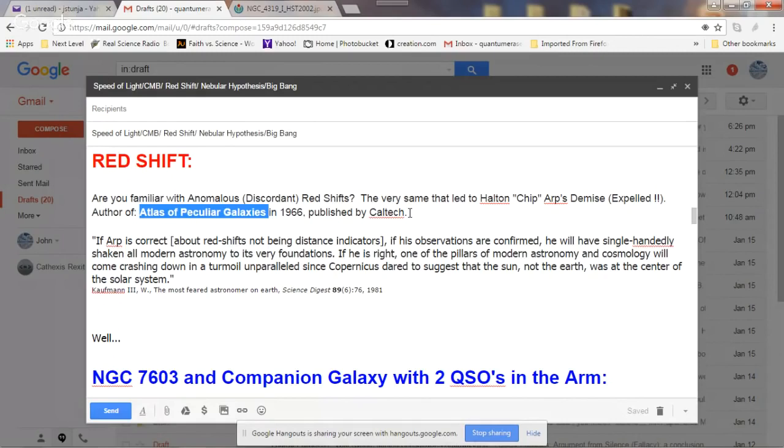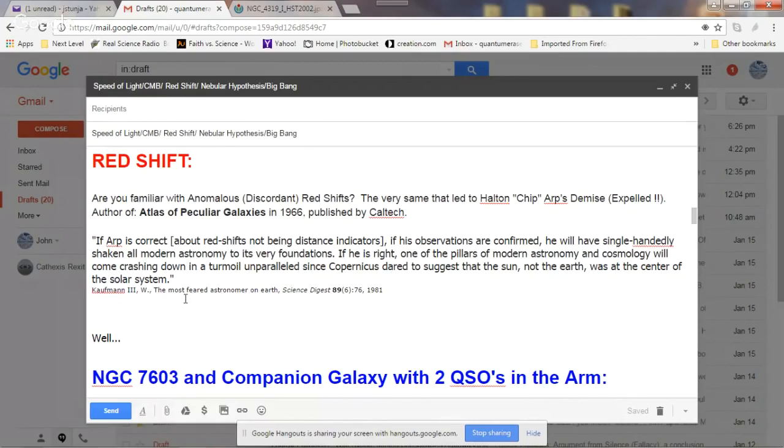He was known by a lot of astronomers. In a lot of things I read about him, they called him the modern Galileo. The biggest reason why is this, and this is from Kaufman in Science Digest in 1981. It called him the most feared astronomer on Earth.